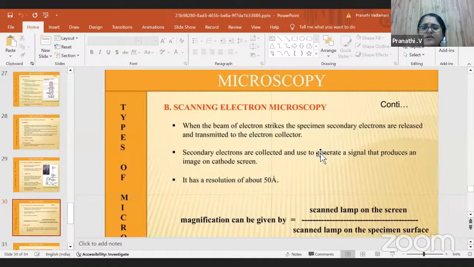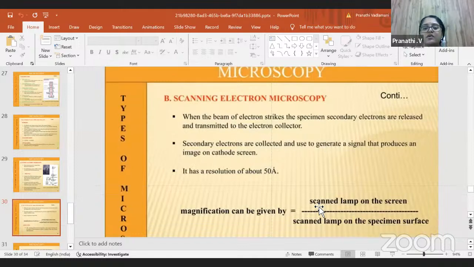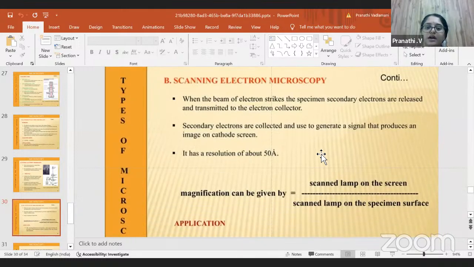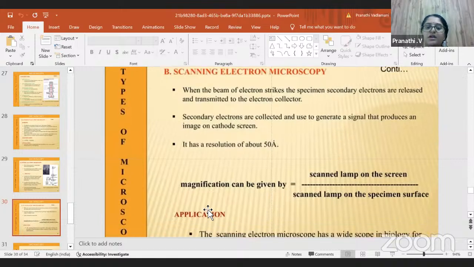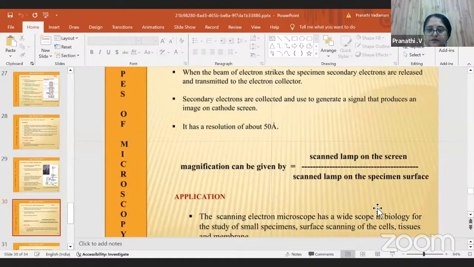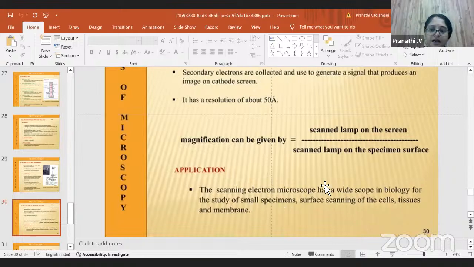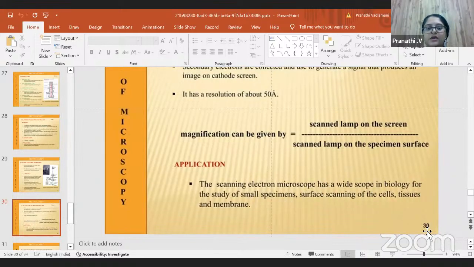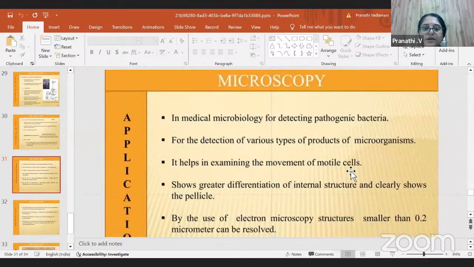So resolution is around 50 angstroms. How are you going to see the magnification? The magnification is the ratio of the scanned length on the screen to the scanned length on the specimen surface. Where is it applied? Again, many places. You can see all the small surfaces, specimens, the tissues and the membranes completely.